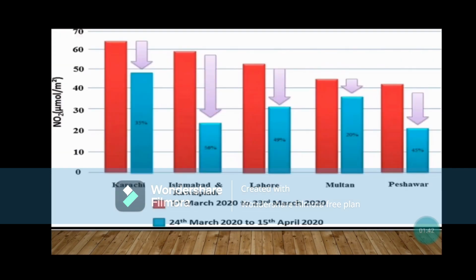Let's have a look at this graph. This picture shows the decrease in the emission of nitrogen dioxide. In Karachi, it decreased about 35% emission. Islamabad and Rawalpindi, it decreased about 56%. In Lahore, about 49%. Multan, 20%. And in Peshawar, 45% again.